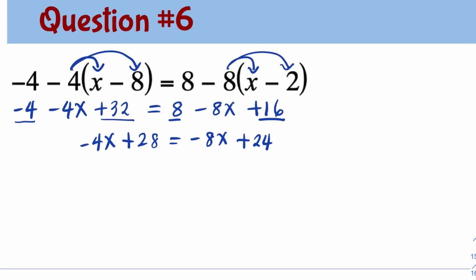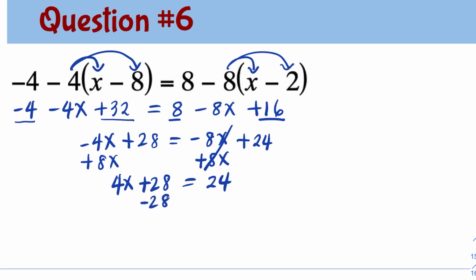This means that we can add 8x to both sides. And negative 4x plus 8x is 4x. Copy the plus 28. The negative 8x plus 8x is 0. And then we have 24. Now the inverse of plus 28 is minus 28. 28 minus 28 is 0. So we have 4x is equal to 24 minus 28 is negative 4. And then we can divide both sides by 4. So the x value here is negative 1.